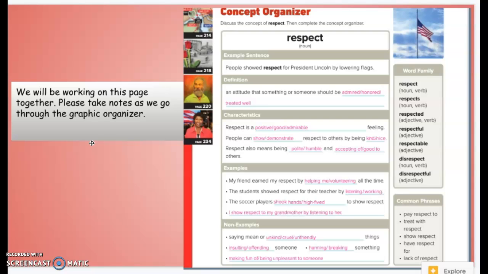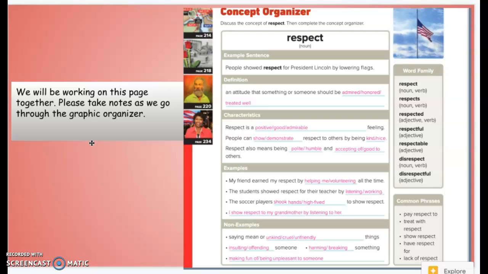Now this last one, I came up with a sentence and you'll be coming up with your own example, but here's one that I came up with. I show respect to my grandmother by listening to her. And again, there you're going to put in your own sentence.